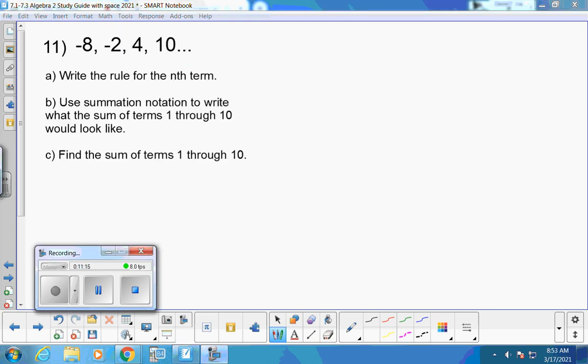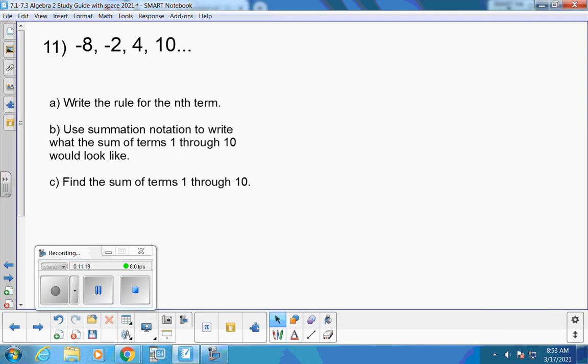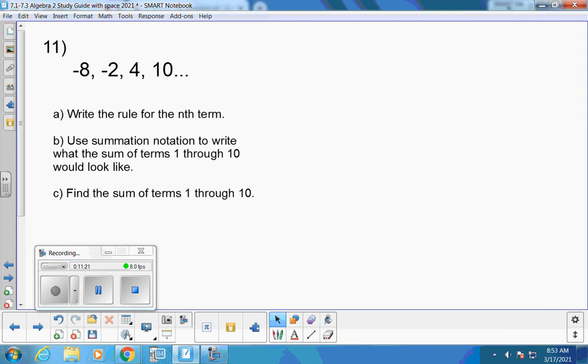All right, on 11, there's a lot going on. We have to first write the rule. Do you think this is looking like arithmetic or geometric? Because I feel like that's definitely a decision we need to make. Are they adding a constant amount or multiplying by a constant amount? Yeah? It's arithmetic because they're adding a constant amount.